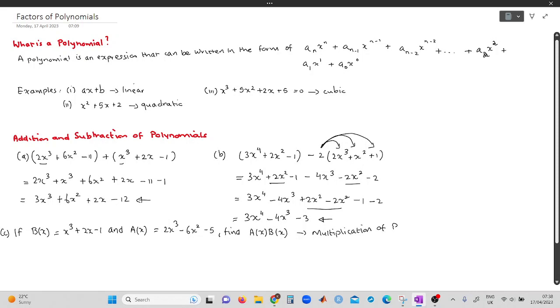Multiplication of polynomials. Donc là, on va voir comment on multiplie les polynomials, les expressions. Donc, première étape, on va vous mettre dans cette façon-là: A(x) times B(x) equal to. So, what is A(x)? 2x cubed minus 6x squared minus 5 multiplied by x cubed plus 2x minus 1.